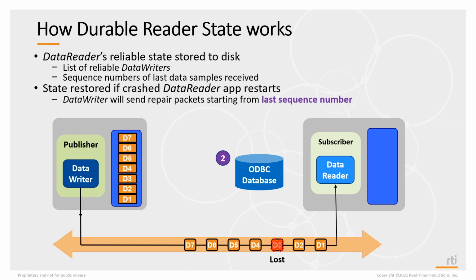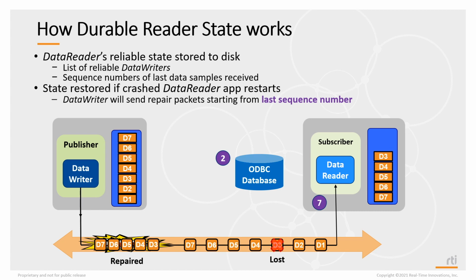The first thing it does, if you have durable reader state enabled, is load the last sequence number from the database. So the last sequence number is 2. And when it finds the data writer, it says, oh, I know you. The last thing I received from you is 2. Could you send me everything from 3 on? And the publisher says, yes, I have all that information for you because you have never ACKed it. Let me give you D3, 4, 5, 6, 7.